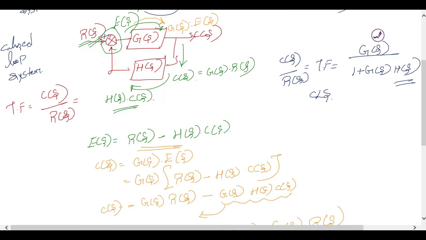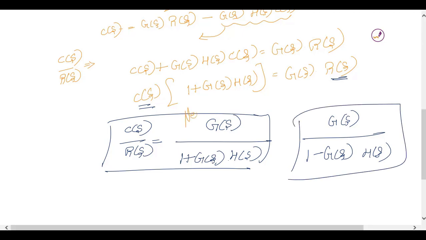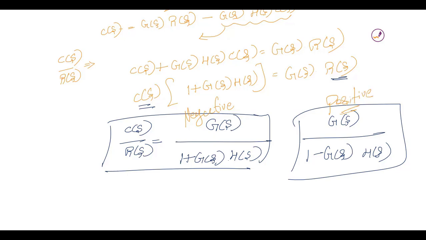While calculating all these expressions, we considered the feedback to be negative feedback. In case we apply positive feedback here, then the expression is G(s) divided by 1 minus G(s) into H(s). So this is the negative feedback case, and this is the positive feedback case. In the further discussion we will see the impacts of negative feedback and positive feedback.